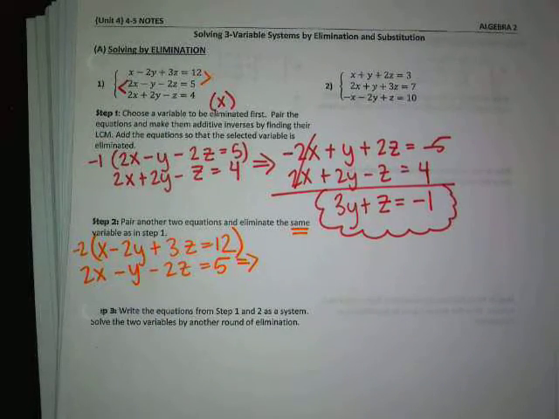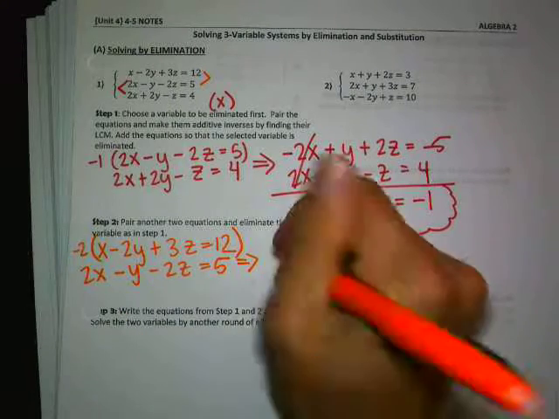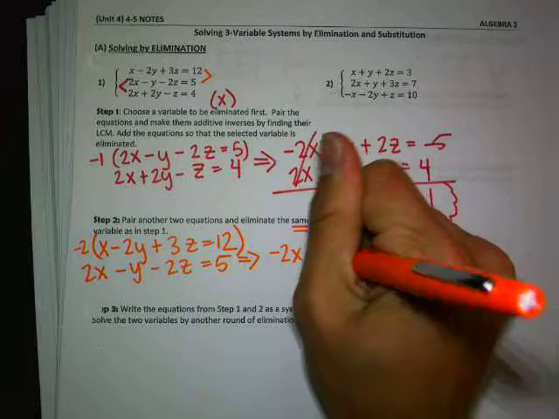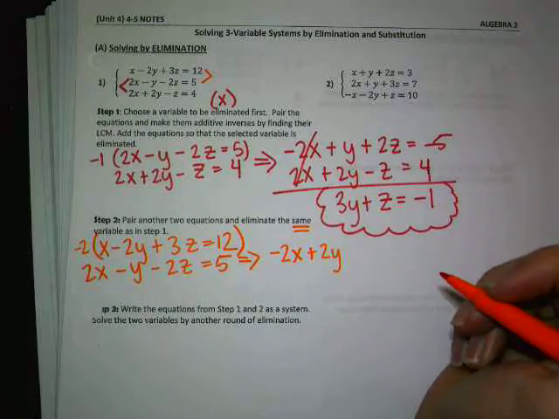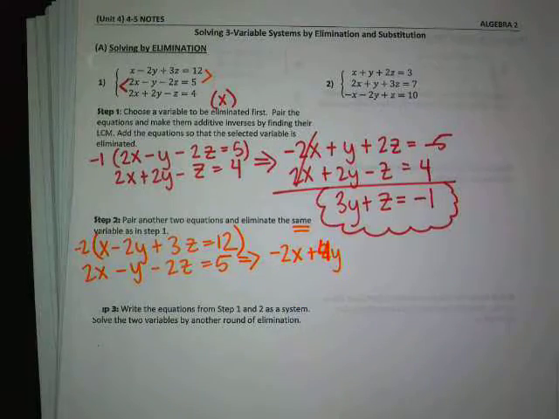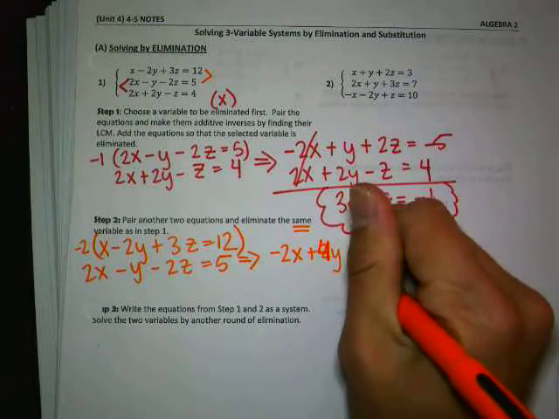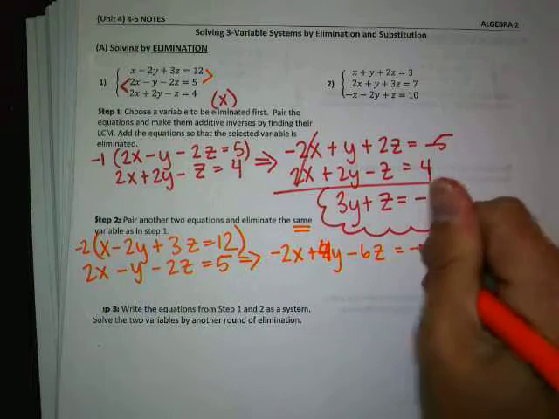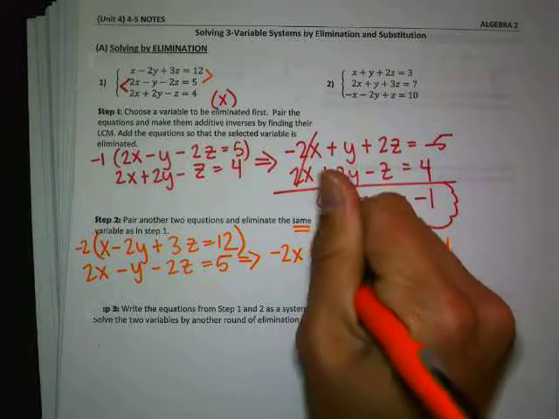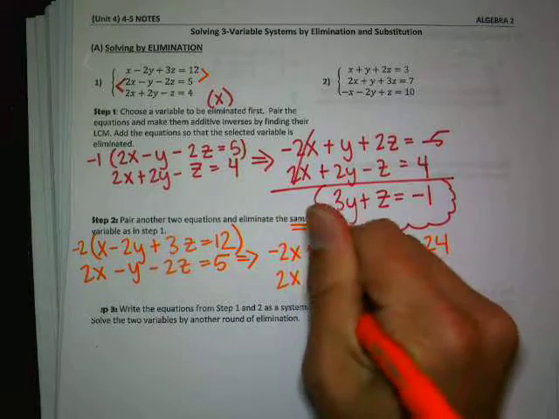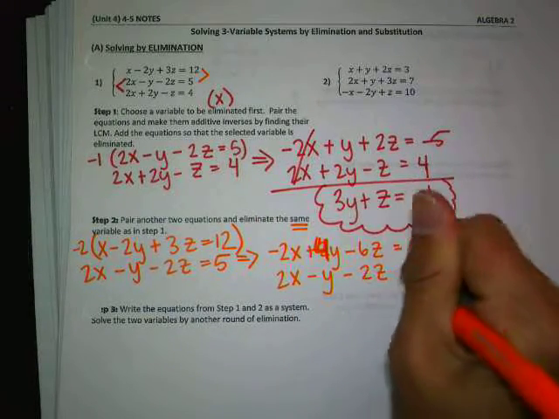All right. -2 times x plus 2y. Wait, not 2y. 4y. Very good. Okay, and then the bottom one's going to stay the same. 2x minus y minus 2z equals 5.